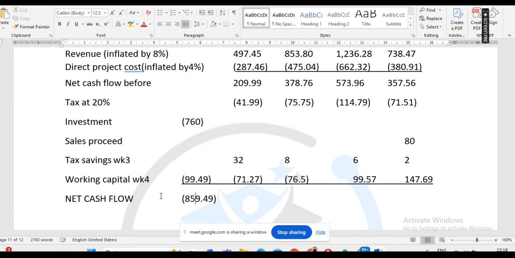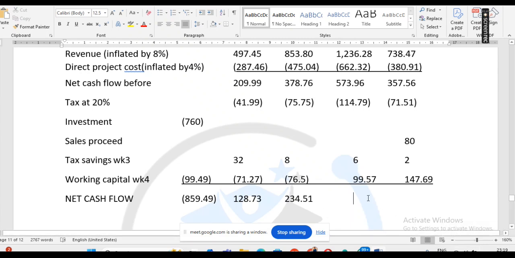So this will be our base case on Saturday. Year 1 next: 208.73. Please confirm all these figures. Next one, 234.51. Next, 564.74.